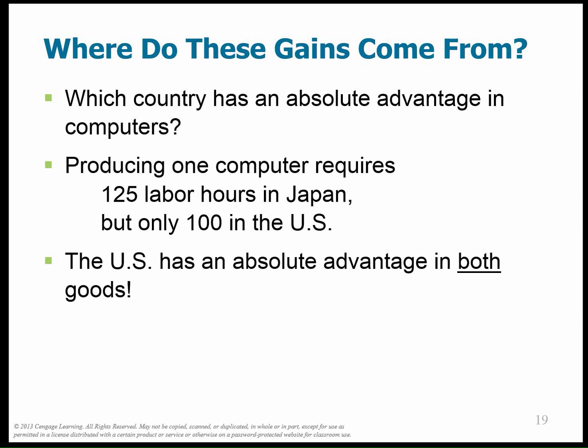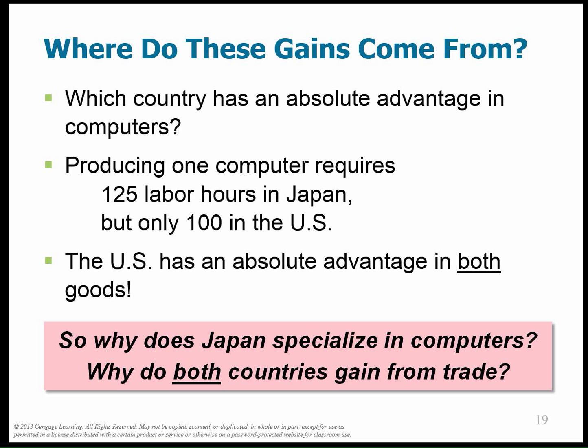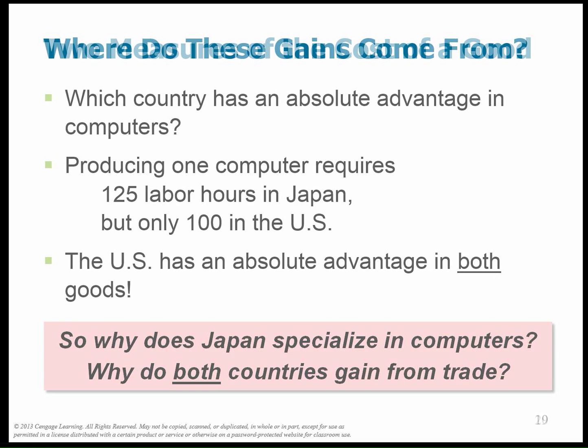So what I told you last slide, that if each country has an absolute advantage in different goods, they should just specialize in those goods, that's a great idea, but it won't work in this situation. The United States has an absolute advantage in both. So we want to know, why is Japan specializing in computers? Okay, there's another concept besides absolute advantage which is going to give us the answer.